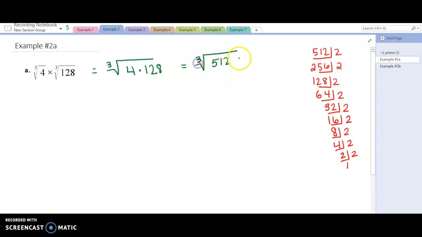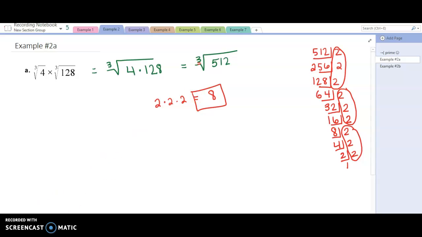Since this is to the third power, we will circle groups of 3. So we have 3 2's, 3 more 2's, and 3 more 2's, no leftover, so there's not going to be a radical. Our answer here is just 2 times 2 times 2. We multiply all those groups of 3, which is 8.